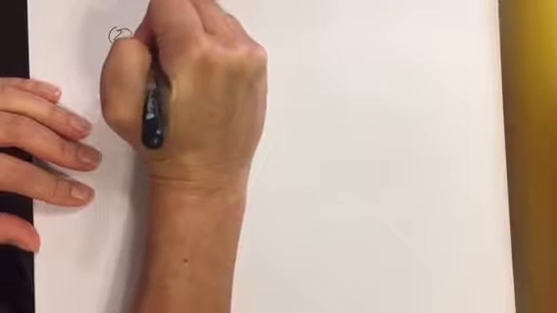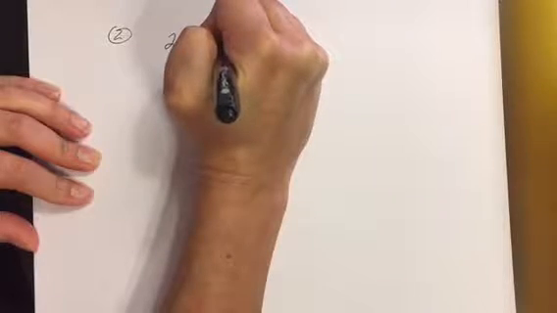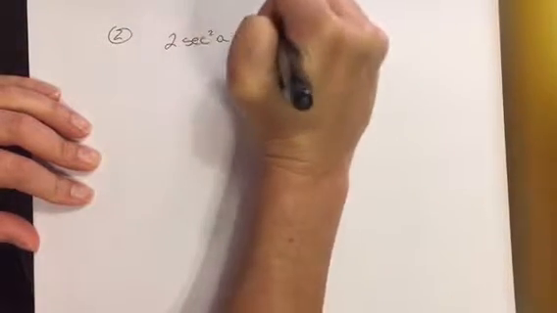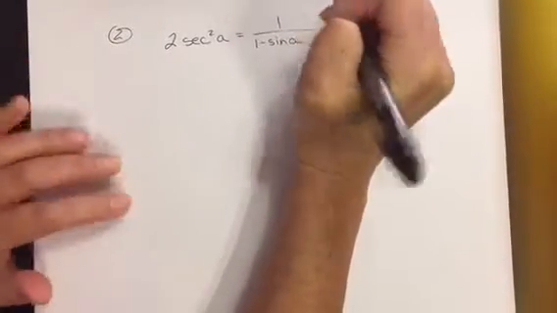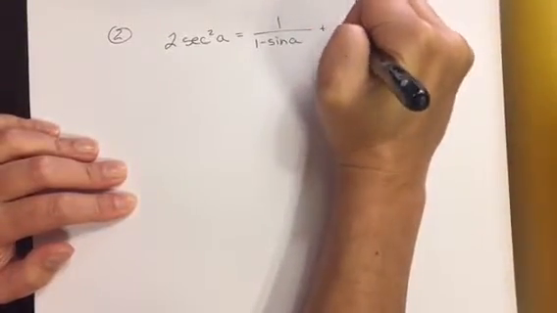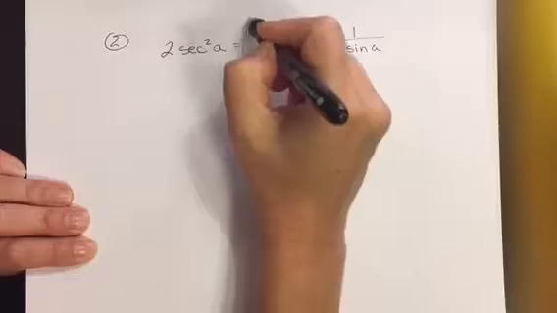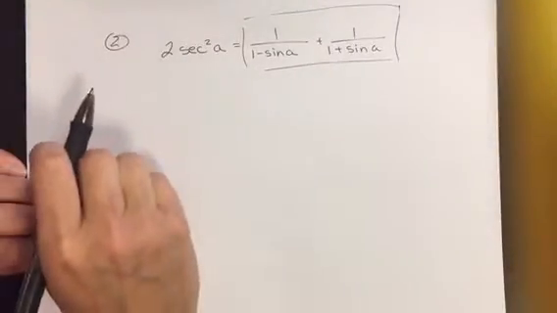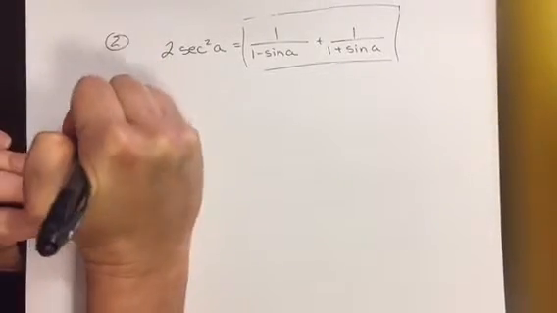Okay, let me do a second one. So example number 2. So for this one, I'm going to verify the identity. Secant squared a equals 1 over 1 minus sine a plus 1 over 1 plus sine a. All right. Okay. Again, I'm going to work with the more difficult side of the equation. So just to be 100% clear, I'm going to start down here, and this is the only part I'm working with.